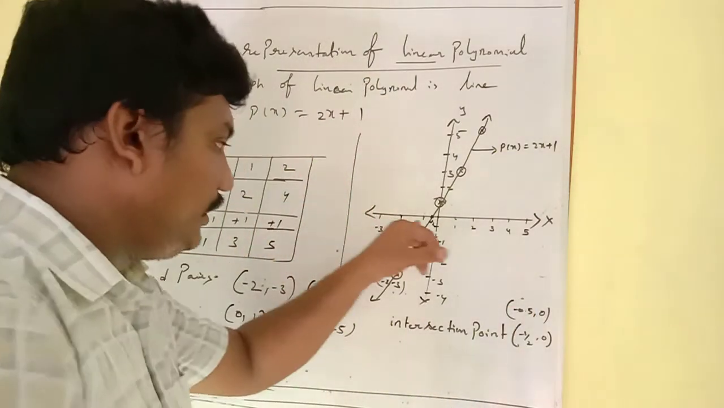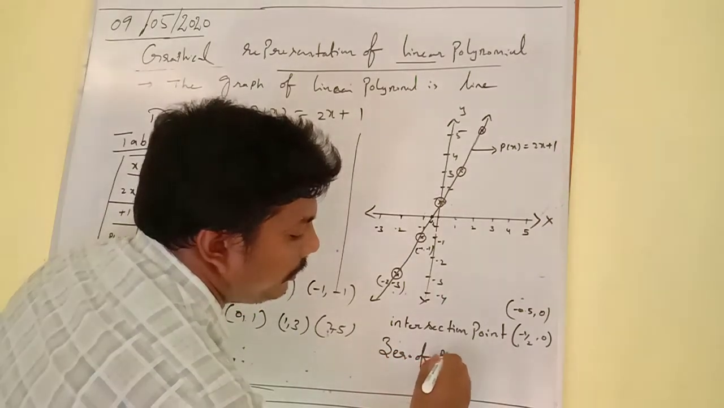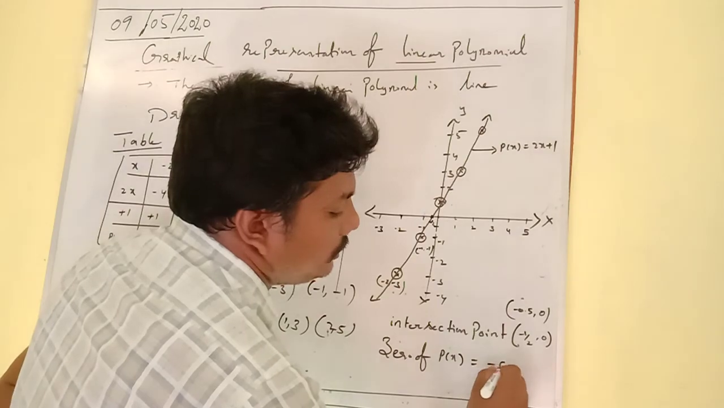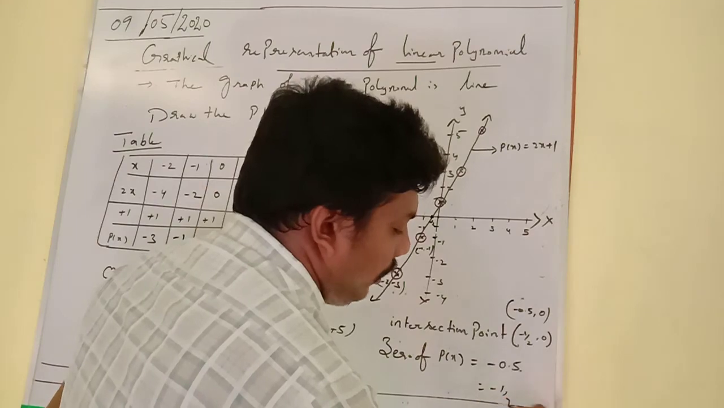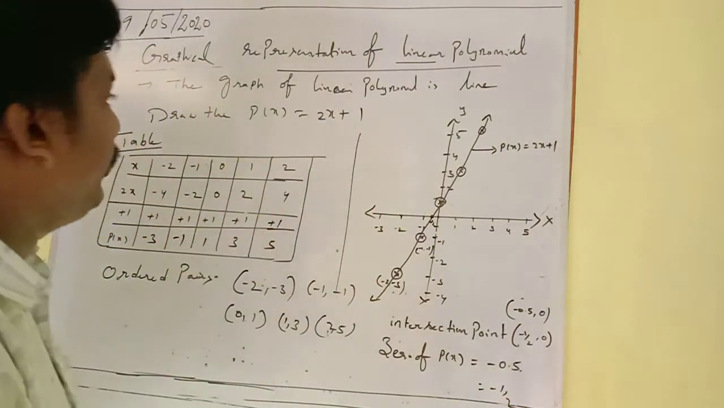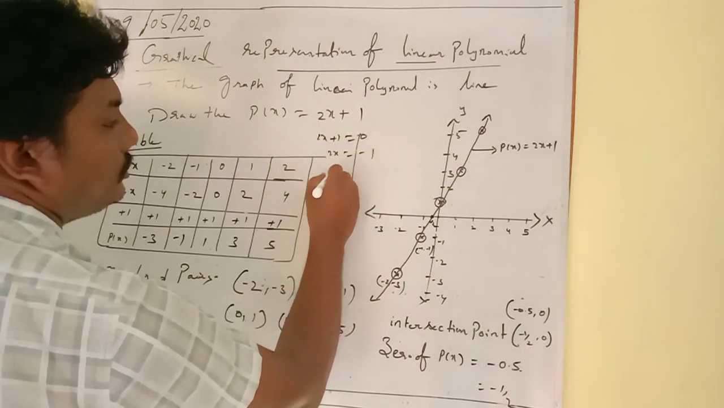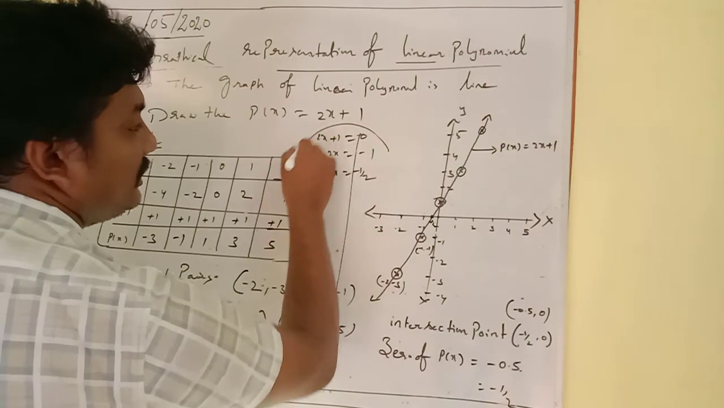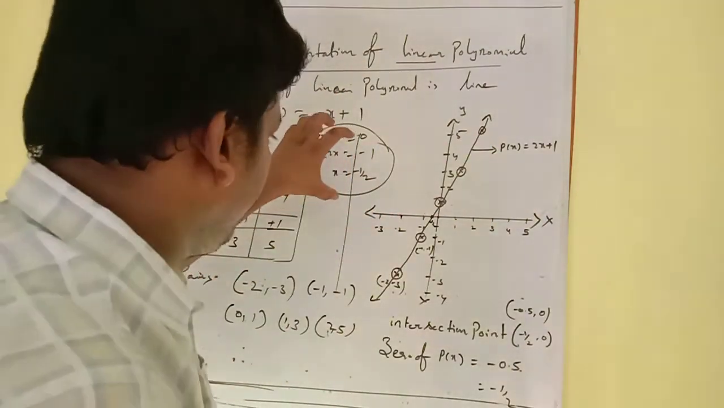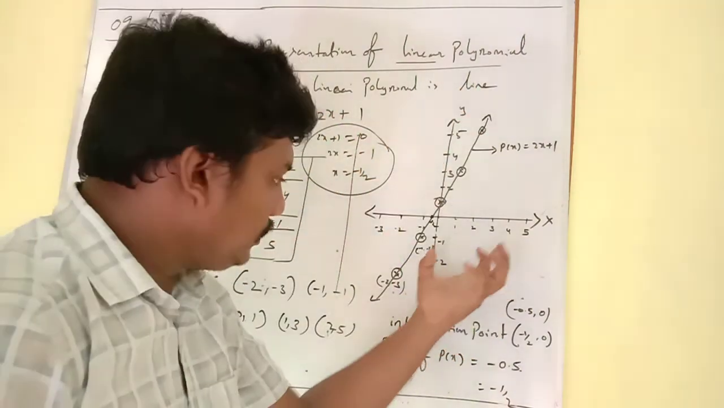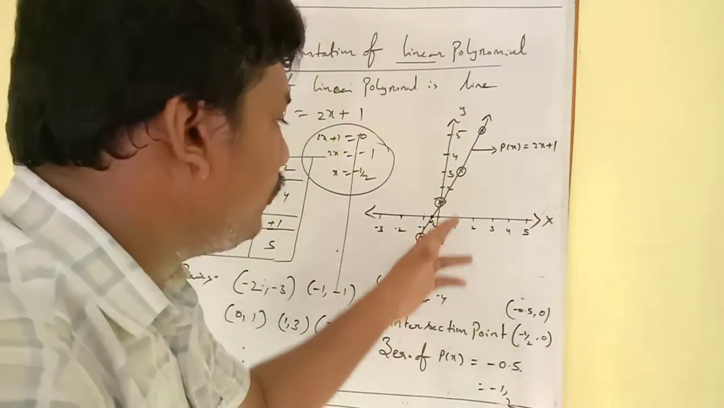So where it touches the x-axis, the zero of p of x is minus 0.5, or minus half. We can also write it simply: 2x plus 1 equals 0, then 2x is equal to minus 1, so x is equal to minus 1 by 2. This is the algebraic method to find the zero of the polynomial, and this is the graphical method. We can use various methods to find the zero of a polynomial.